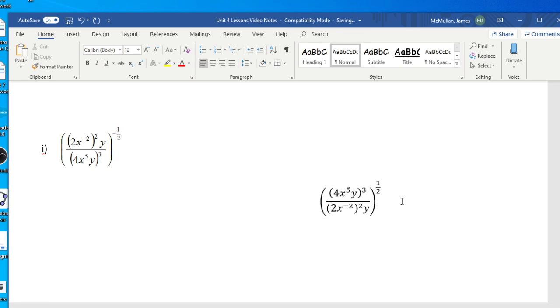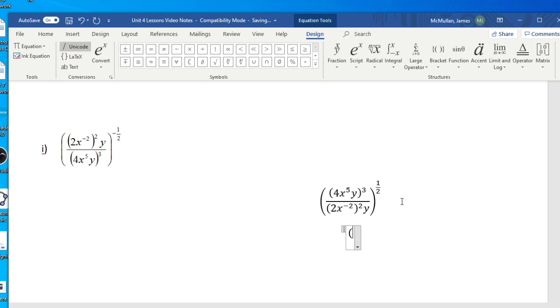Now what I'm thinking is, let's open up this bracket and we'll just get rid of all the brackets inside. So we still have all of this to the power of 1/2. Okay, let's open up the brackets inside. It says 4x5y all cubed. So what happens there? I get 4 cubed, x to the 15, y cubed, because everything has to multiply by that exponent. On the bottom, I have 2 squared, x to the negative 4, and then y.